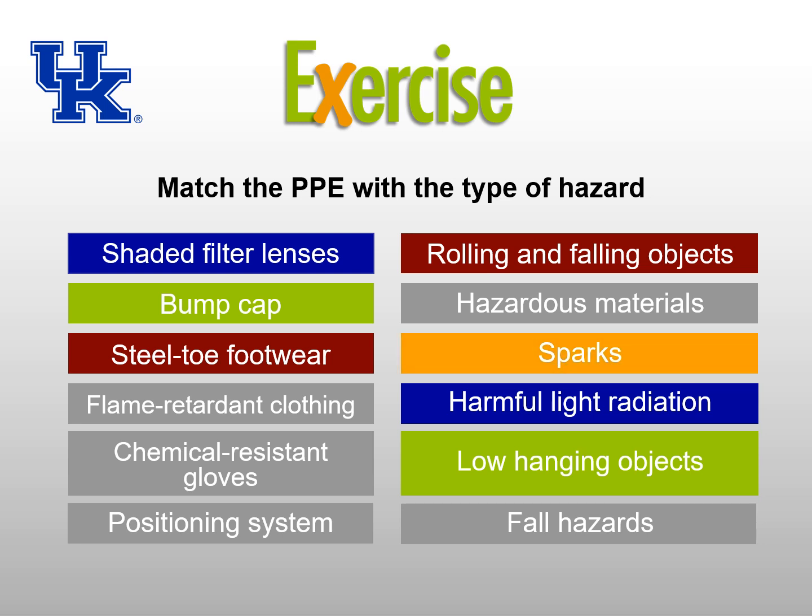To protect against sparks, you would wear flame retardant clothing. If you are handling hazardous materials, chemical resistant gloves would be necessary. Lastly, to protect against fall hazards, you could use a positioning system. It is important to remember that you may have to wear multiple forms of PPE if a hazard poses a risk to other parts of your body as well.